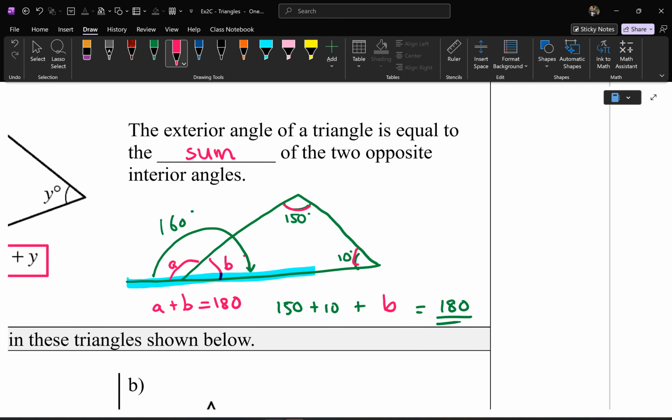Can you see, if that's B, the little angle B, and that's also B, A must be this. A is the exterior angle, and you told me 150 plus 10, that must be A plus B to equal 180. They're both equal to 180. See that? They both have a B. The only thing one side is missing is this has an A. That means these two have to be an A. That's why we say 150 plus 10, the opposite angles must add up to A, which is the exterior angle.